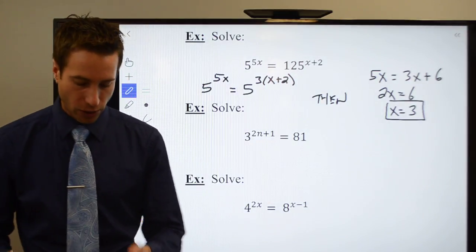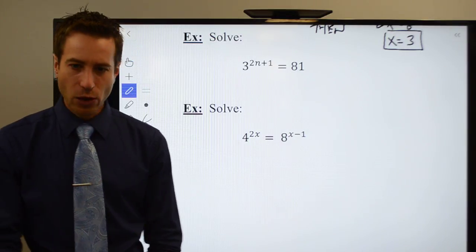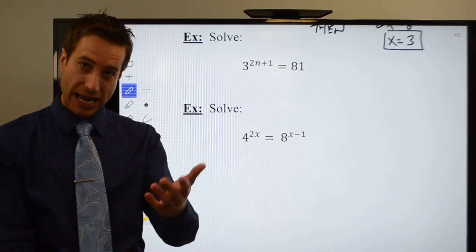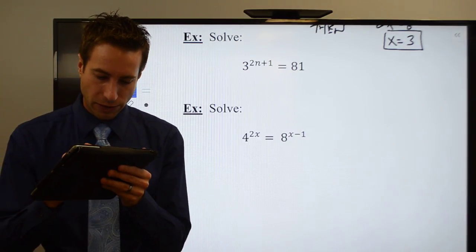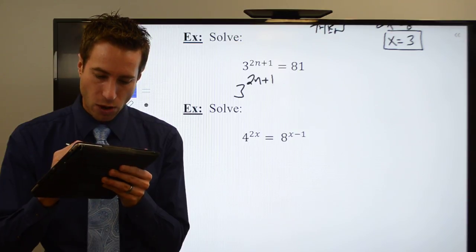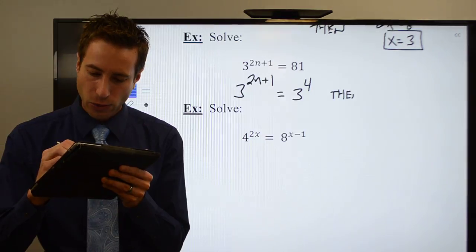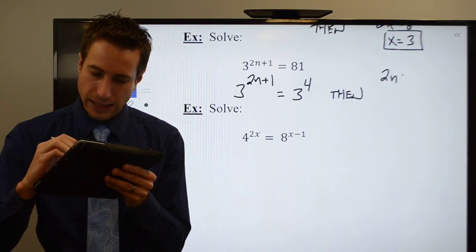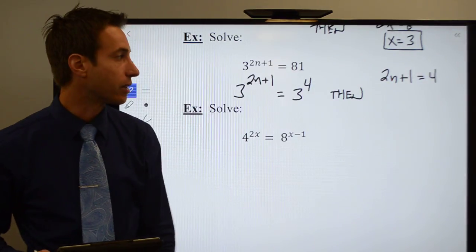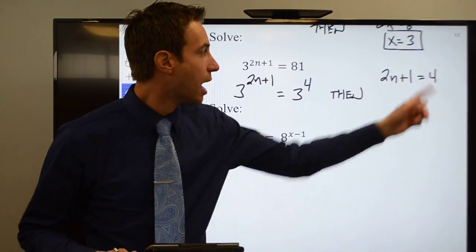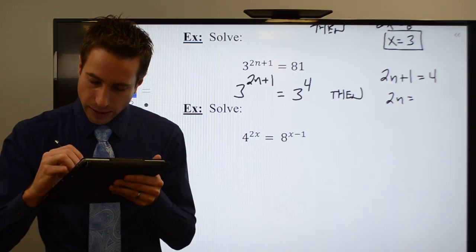All right, got a couple more here for us. Let's see how these go. 81. How can I rewrite an 81? Well, 81 can be rewritten as a 3 to the 4th power. So this will be 3 to the 2n plus 1 is equal to 3 to the 4th. Well, now my bases are the same, so we'll just simply rewrite this so that our exponents are equal to each other, because that's what the property of equality says for exponential equations. I'll subtract the 1 to the other side.